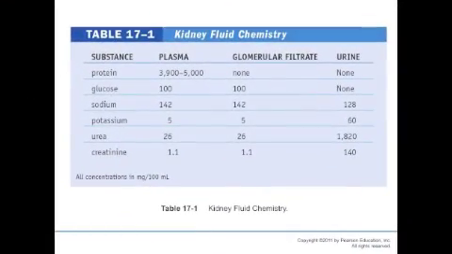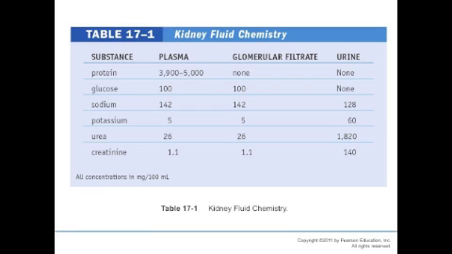Figure 17-1, found on page 439 of your textbook, is a table that breaks down the kidney fluid chemistry. The first column is labeled substance, the second plasma, the third glomerular filtrate, and the last column is labeled urine. The substances listed here are protein, glucose, sodium, potassium, urea, and creatinine. Two of these that I want to point out to you are the protein and the glucose.